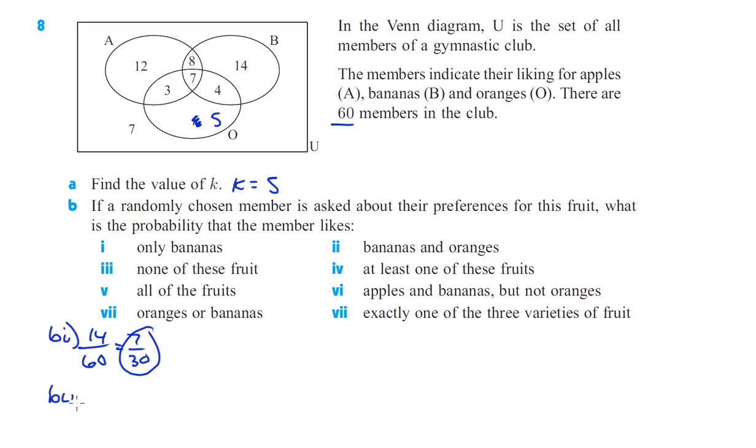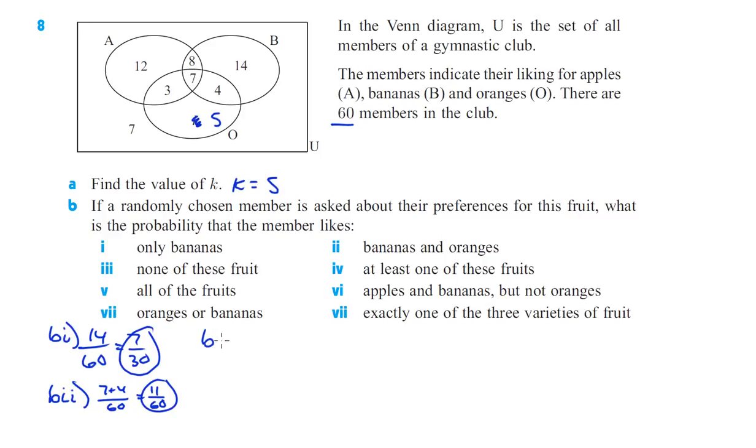B part 2 is bananas and oranges. So how many like bananas and oranges? That's going to be this 4 and the 7, right? Because that's the overlap between bananas and oranges. So that's 7 plus 4 over 60, which gives us 11 out of 60 of them like bananas and oranges.